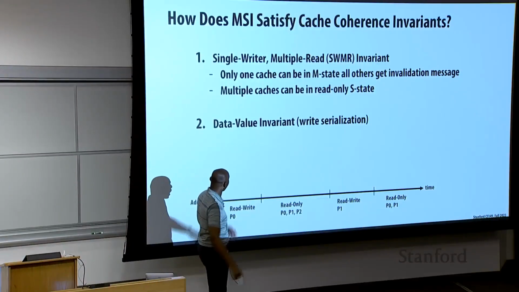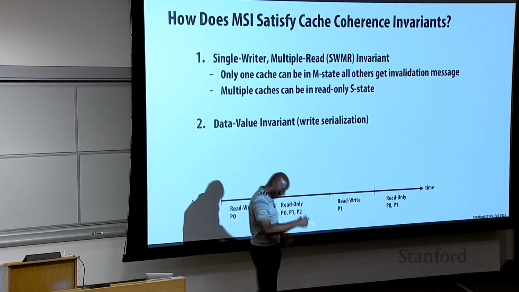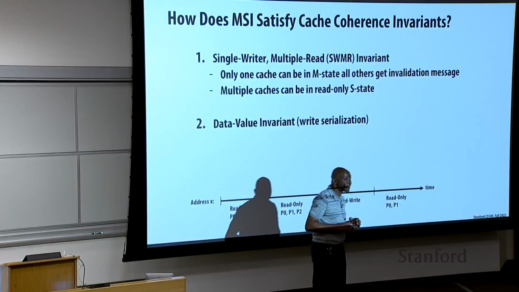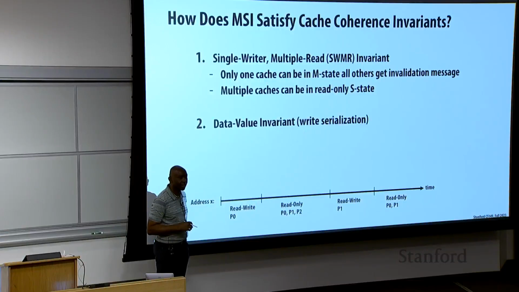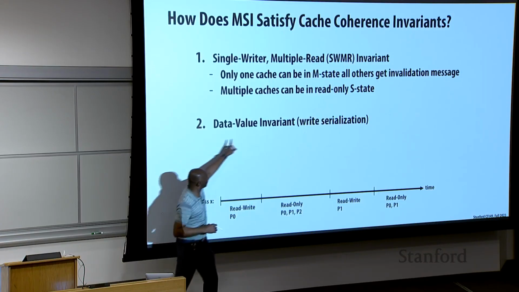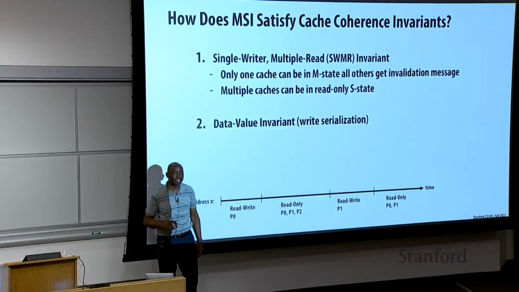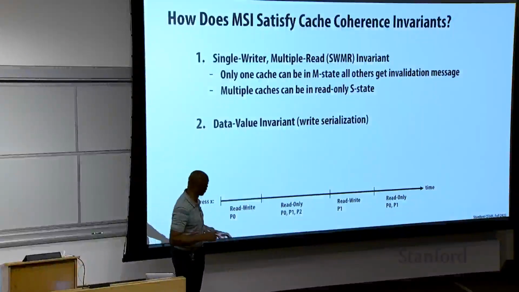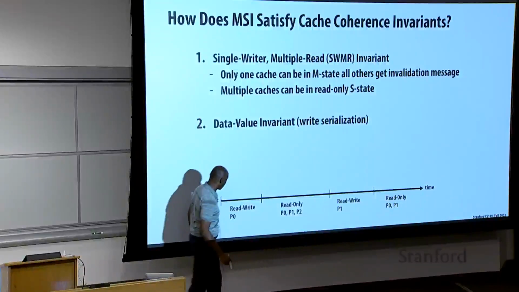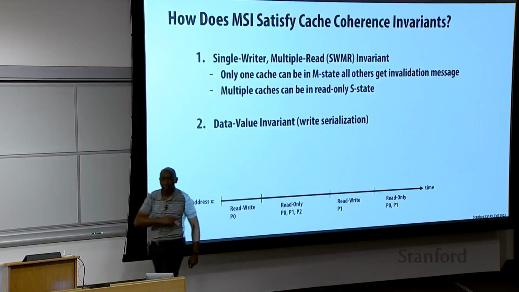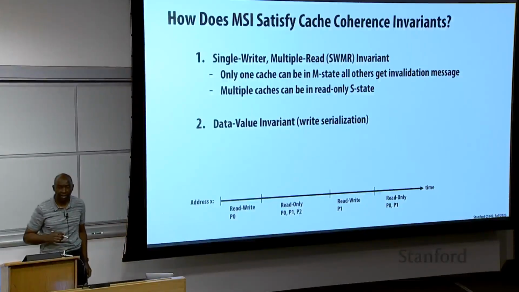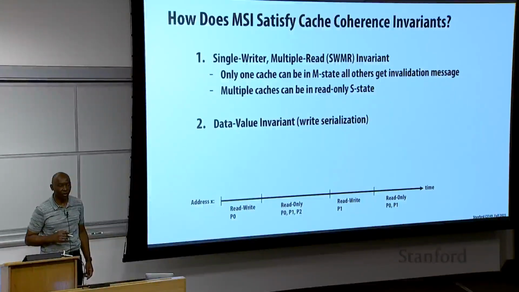Good. Okay, what about the data value invariant? Tell me about that. So how do we maintain the write serialization? We go through the bus every time, so the bus acts like the serializer in this case. Right. And what about the data value? How do we make sure that the data is moved from the read-write epoch to the read-only epoch? Yeah. We go to the shared state. You go to the shared state, yeah.